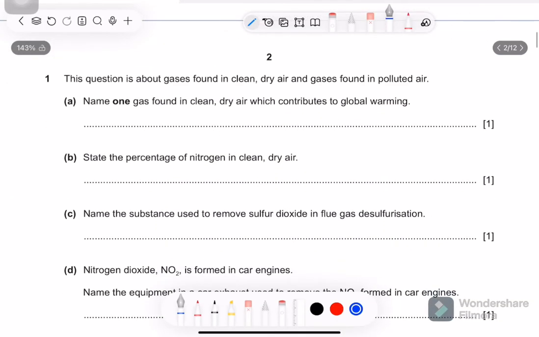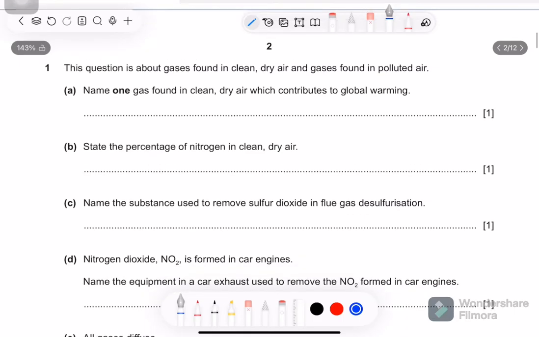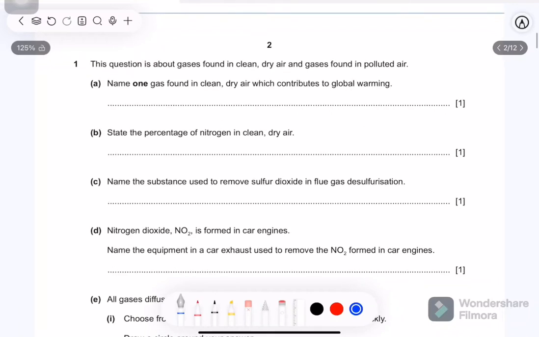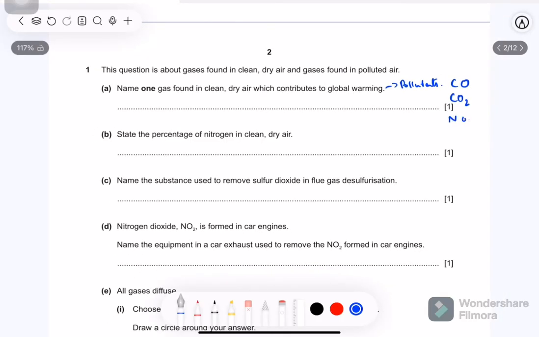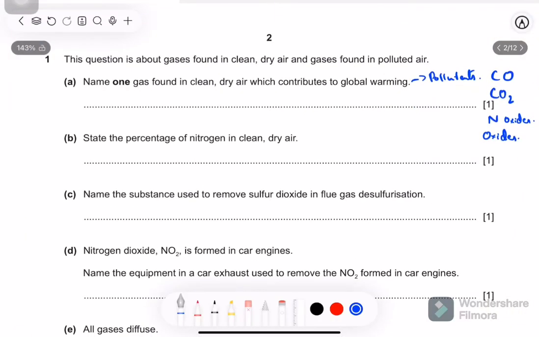The first question is from the atmosphere chapter, the environment, and it's a pretty straightforward question. You just have to remember the theory for answering this. This is from pollutants. We have pollutants: carbon monoxide, carbon dioxide, oxides of nitrogen, and oxides of sulfur. You have to remember the effects of these, from where and how are these produced, and how the effects created by these pollutants can be minimized.